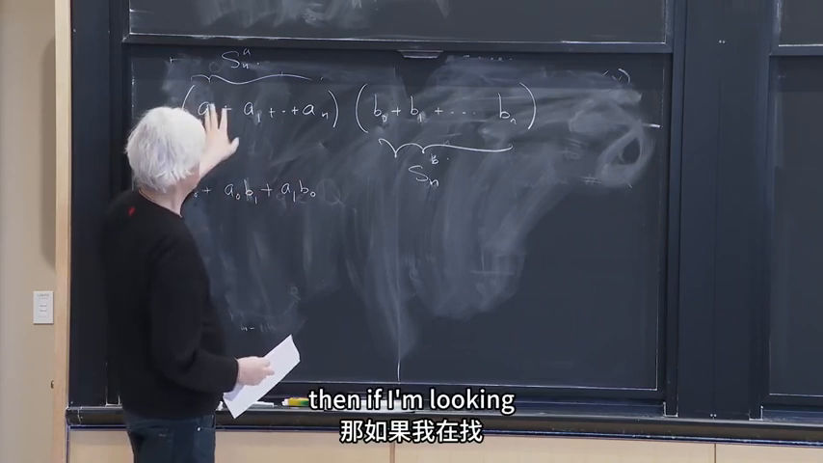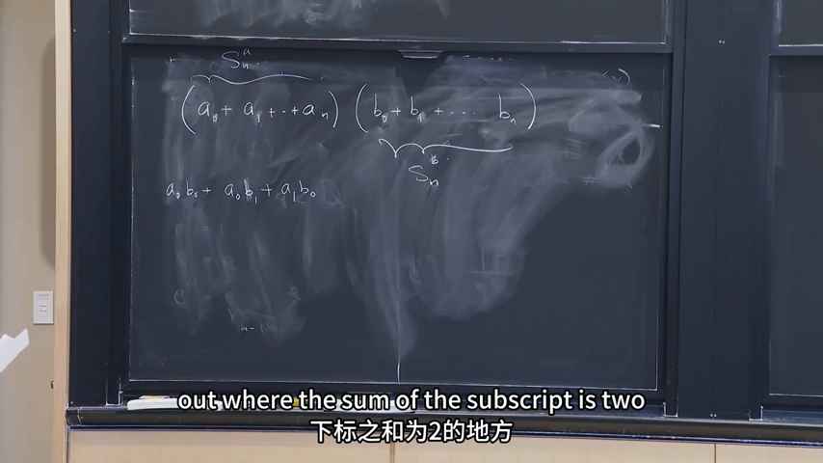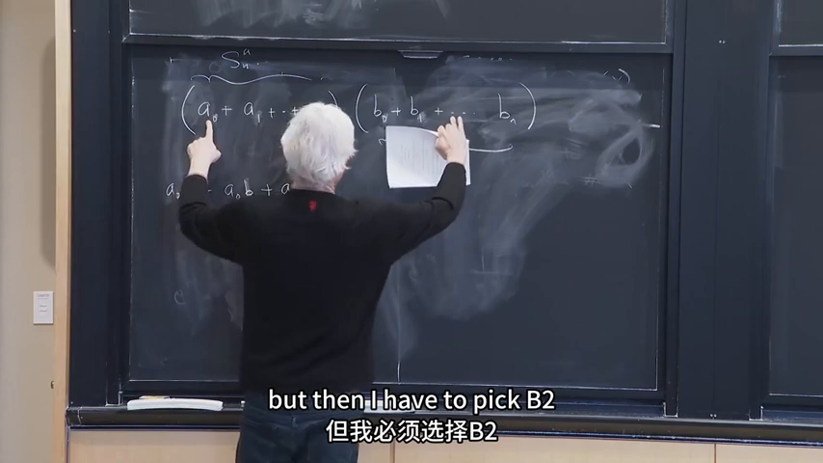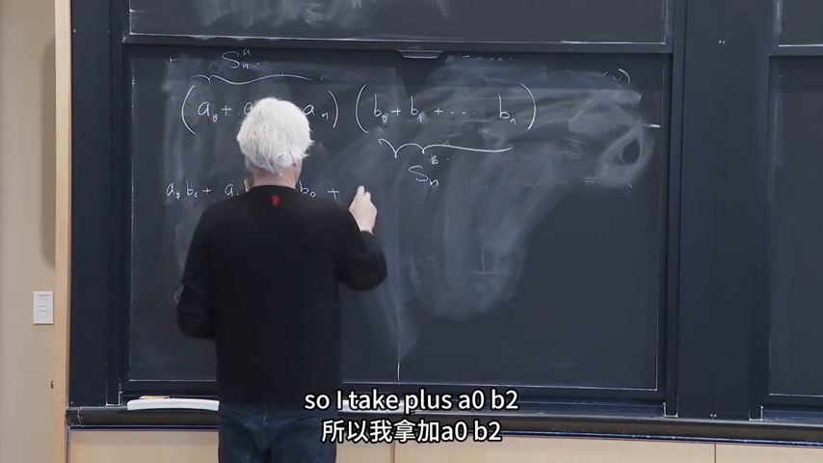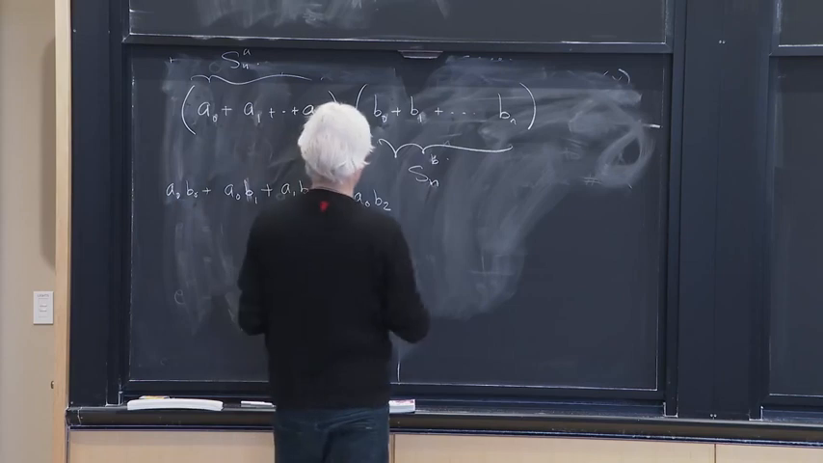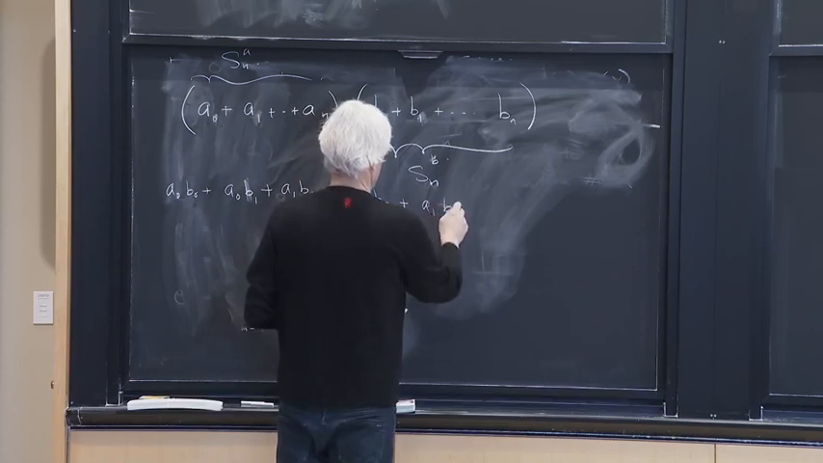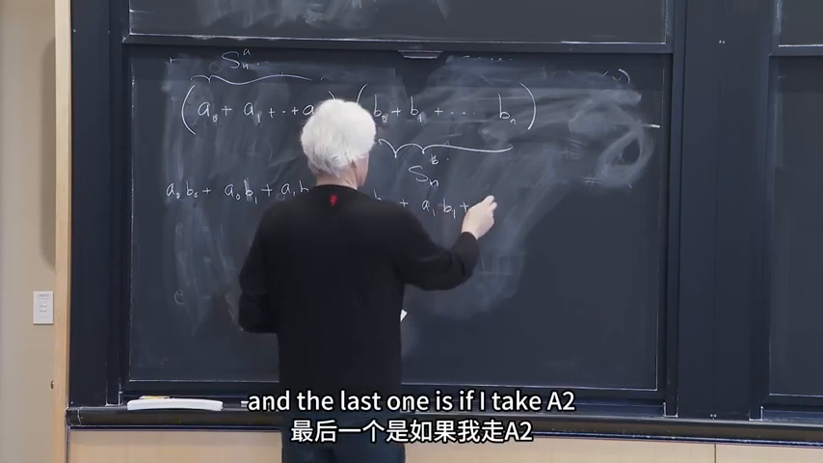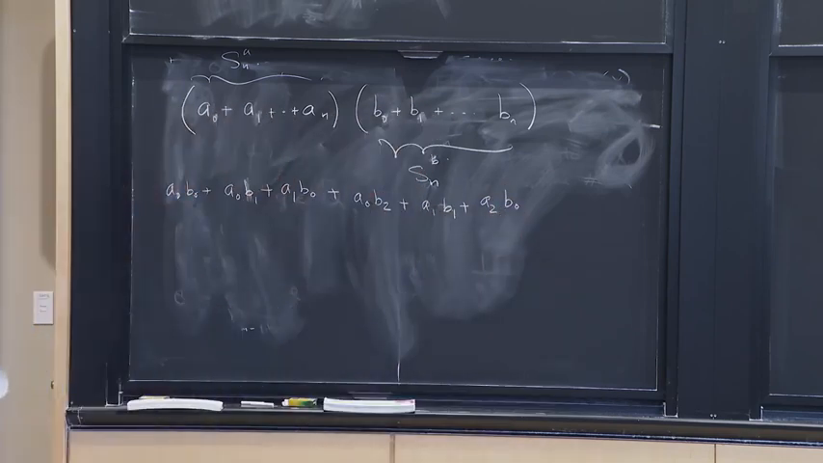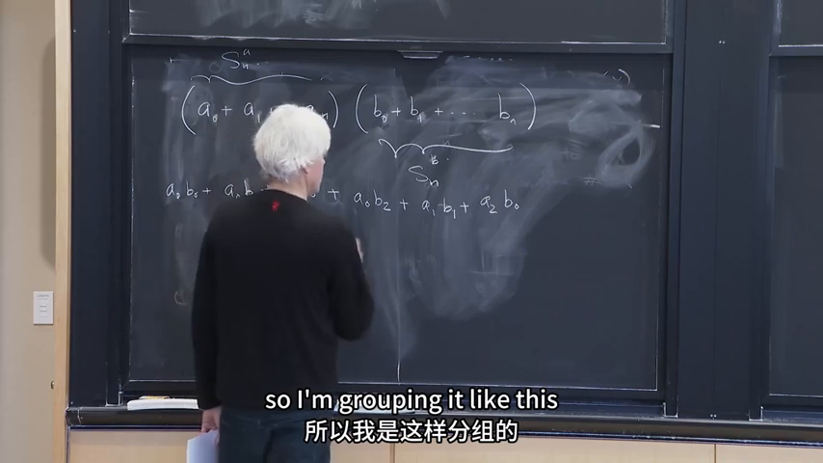Then if I'm looking at where the sum of the subscripts is 2, I could start with this one, but then I have to pick B2. So I take plus A0, B2. Then I could take A1, B1, which also has sum of subscripts 2. And the last one is if I take A2, but then the B has to have subscript 0. And now I proceed like this, grouping it like this.